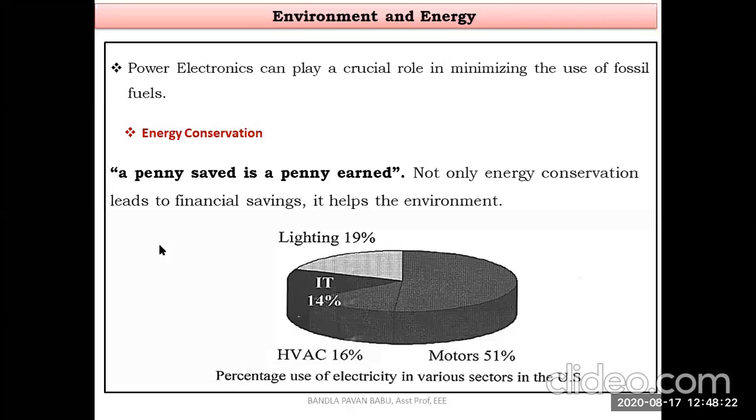Okay, so earlier they might be using the saying that saving of a unit is equal to producing of a unit of energy. So in olden days they use this, what we can say, sorry, proverb, isn't it. So likewise, a penny saved is a penny earned. Okay, a unit of saving the energy is equal to a unit of producing energy. So likewise, this is the role of power electronics in saving the energy.